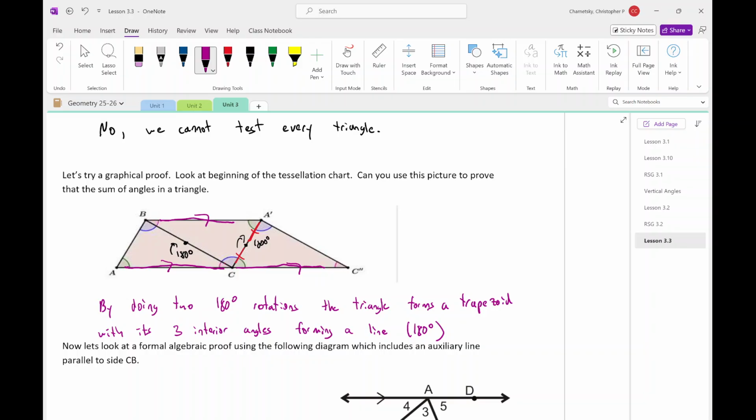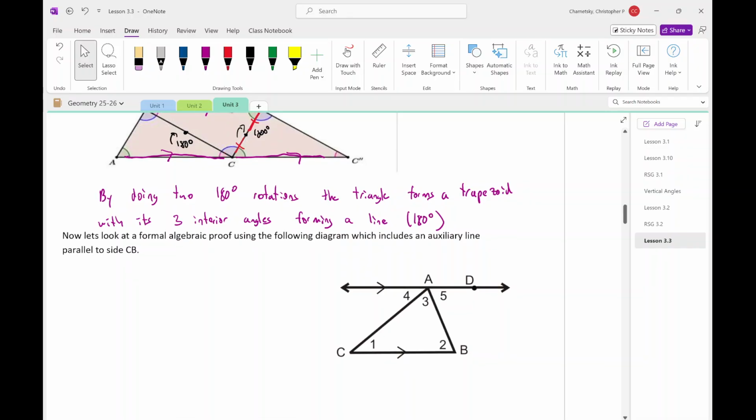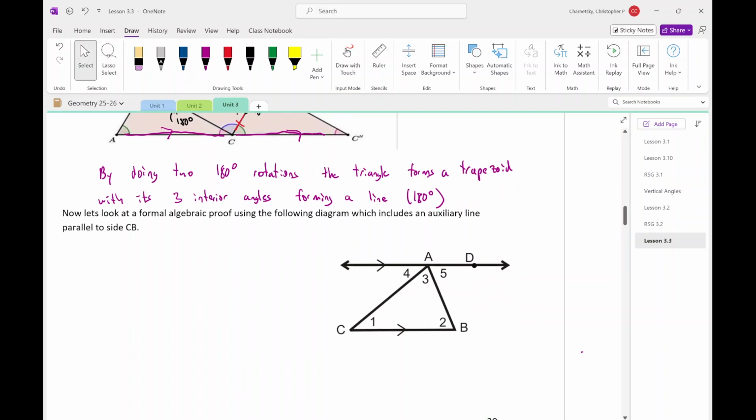Let's see if we can do an algebraic proof. Here's our triangle, and we have angles 1, 2, and 3 here. All I'm going to do is draw an auxiliary line that is parallel to this baseline, BC. When I do that, we get a couple of extra angles, which I'm going to call 4 and 5. So we'll set up our two-column proof here.